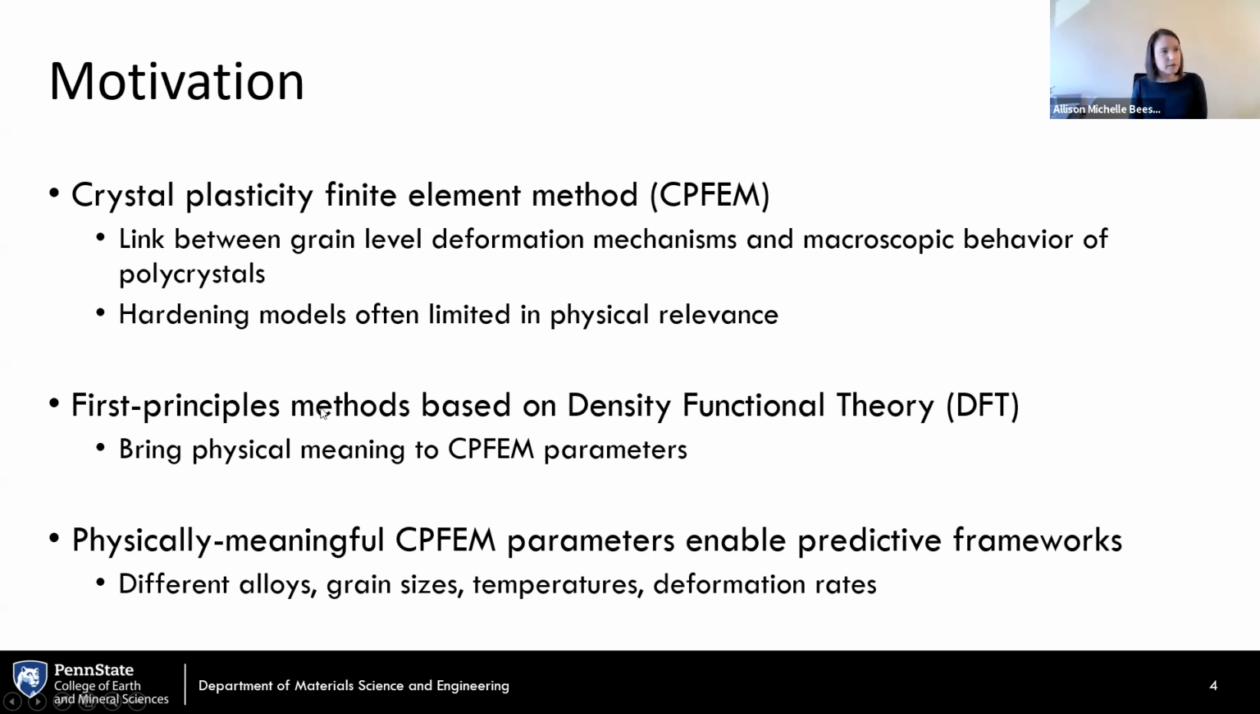And so first principles methods based on density functional theory, or DFT, we were anticipating and hoping could bring some physical meaning to crystal plasticity finite element parameters. And then if we could link these two together to try to say, let's bring some physical relevance to the parameters here, then we could use that to investigate materials with different properties. So different alloys, different grain sizes, temperatures, and deformation rates.